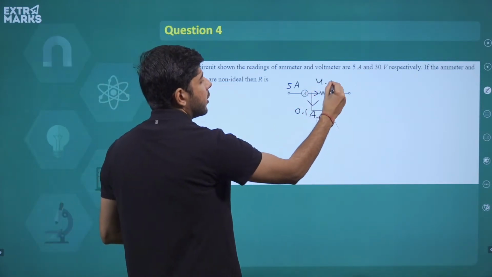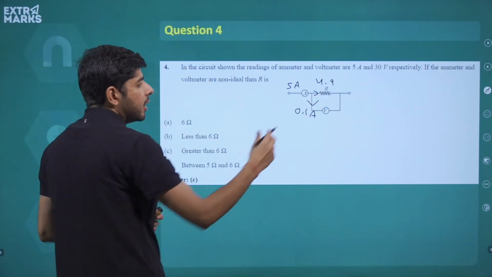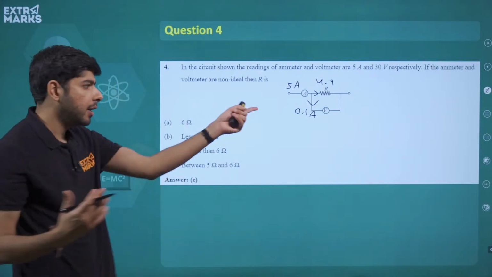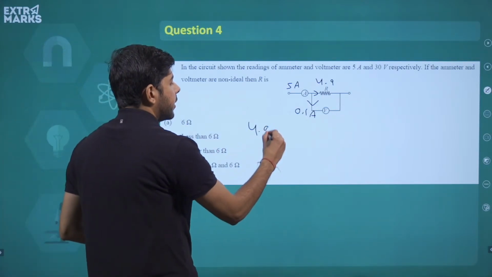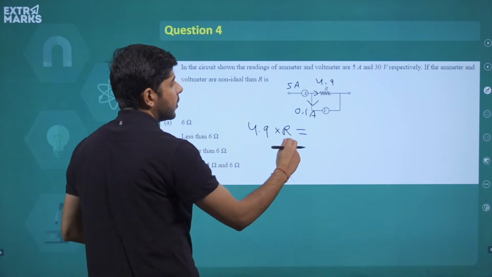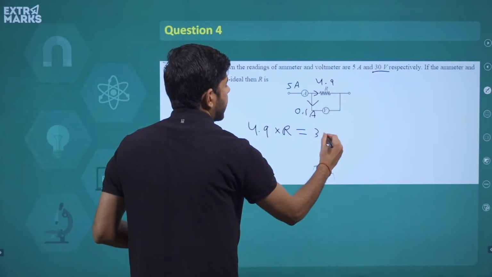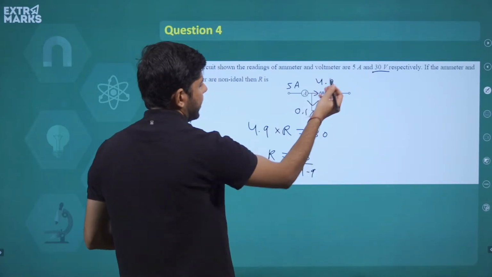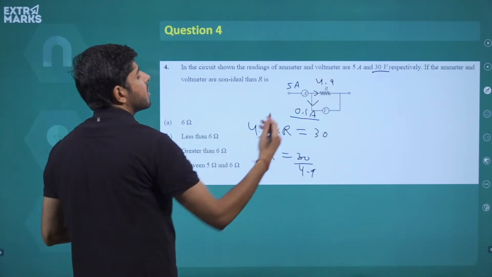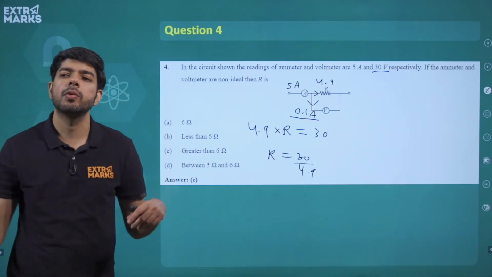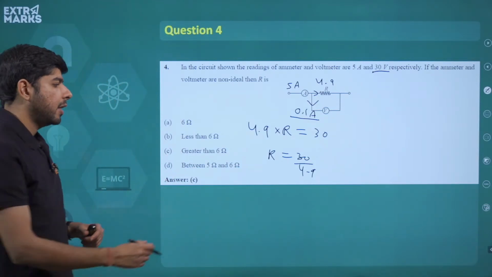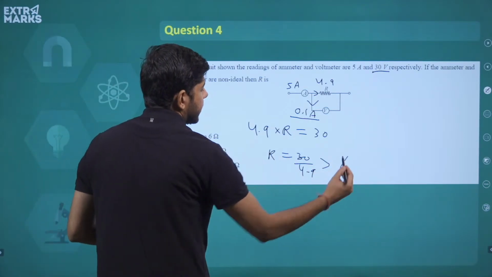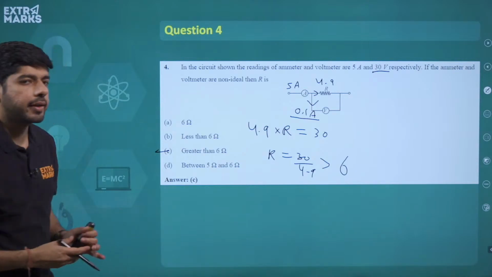So what is going to go to R? 4.9, let's say. So guys, what is the potential difference across R? V equals IR, so I is 4.9 into R. That is the potential difference. What is this equal to? It is equal to 30. So what is R? R is 30 by 4.9. We have just taken any value, but there will be some current. That is the point. It might be 0.1 or 0.2 or 0.01, doesn't matter. It will be 30 by something less than 5. And of course, guys, this is greater than 6. So that is the answer, greater than 6.